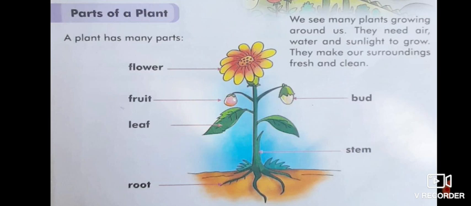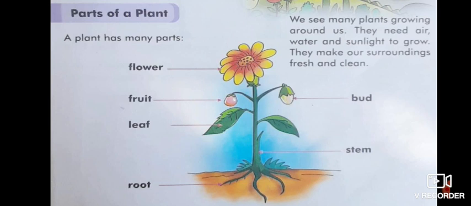Next is fruit. Children, plants give us so many things like shelter, wood, and fruit. Fruit is one of the parts of a plant, and fruits are very healthy. So we must eat lots and lots of fruits. All right. Next part is leaf. This also I guess you all know. Leaf. It is green in color. You can also check it in the picture.